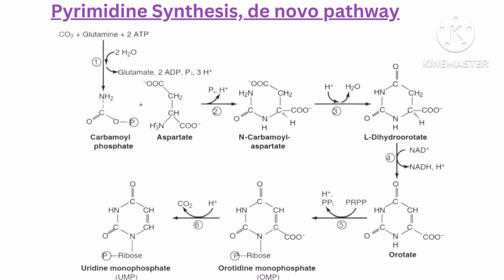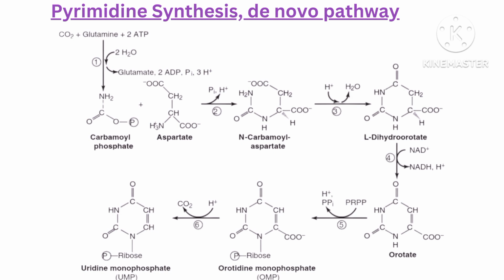The enzyme dihydroorotate dehydrogenase catalyzes the reaction: dihydroorotate + FAD produces orotate + FADH2. Its location is the mitochondrial inner membrane. One thing to remember is that this is the only step in pyrimidine synthesis that occurs in the mitochondria.